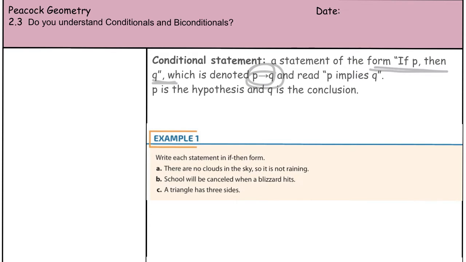A triangle has 3 sides. This one we can go straight through it. If a figure is a triangle, then it has 3 sides. So sometimes we'll flip-flop our statements. But remember, think hypothesis and conclusion. And think back to your science classes. Okay.